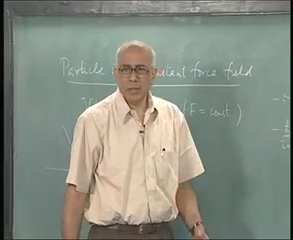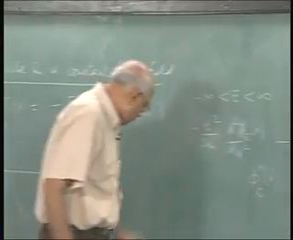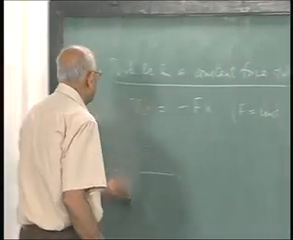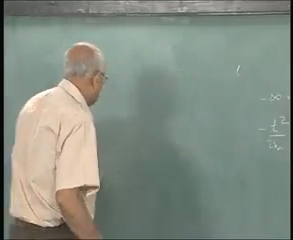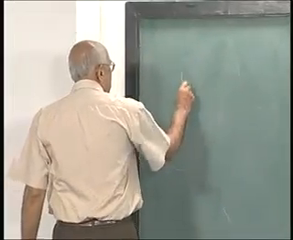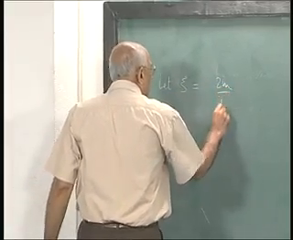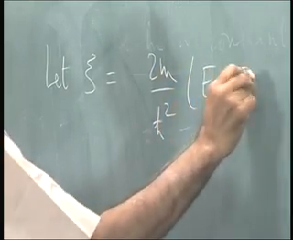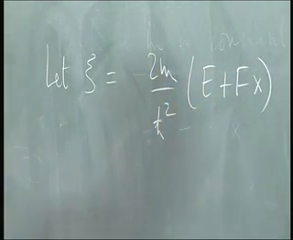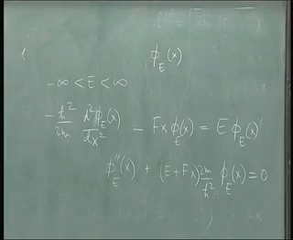Now it is obvious that I should change variables to this guy. It is clear I should put a new variable there, call it C or something like that. So let C equal to 2m over h cross squared times E plus fx, and then what does this wave function do?